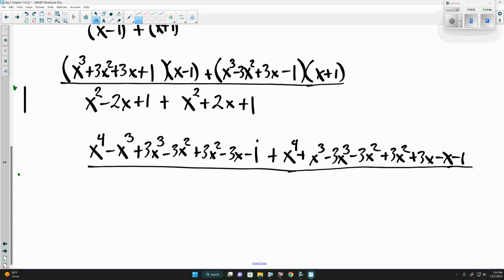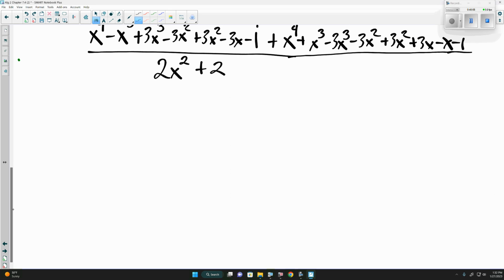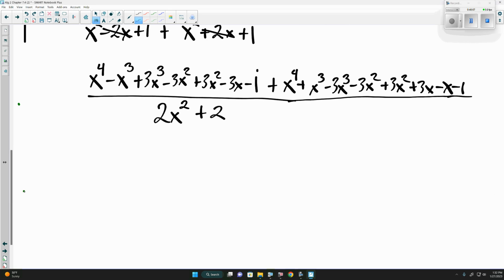Now the denominator: negative 2x cancels with 2x, and x squared plus x squared is 2x squared plus 2. And that's how it ends up getting with some of these.